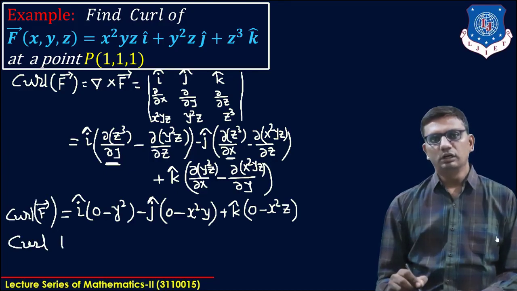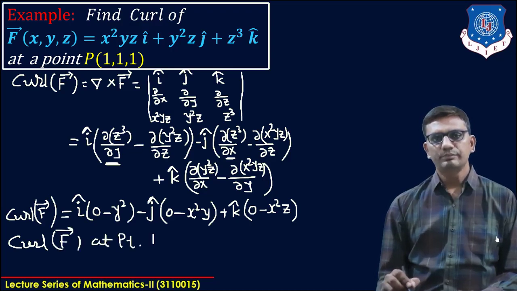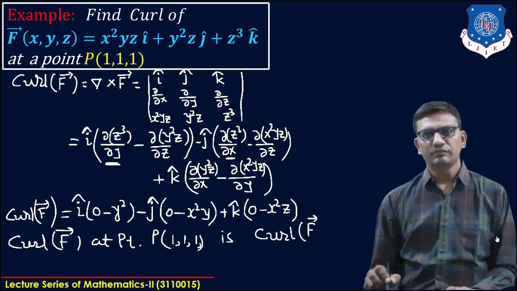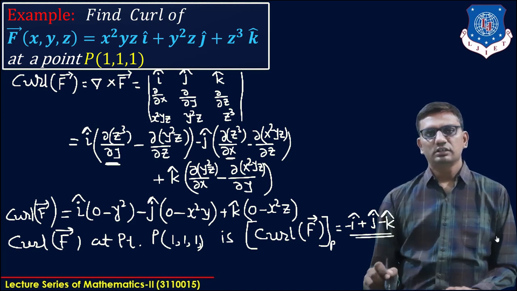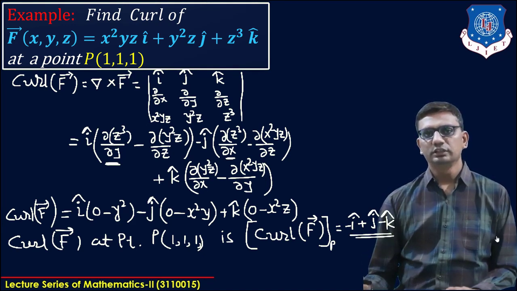Therefore curl of f bar at point P(1, 1, 1) is denoted as curl of f bar at point P, that is equal to minus i caret plus j caret minus k caret. That is our curl of f bar at point (1, 1, 1).